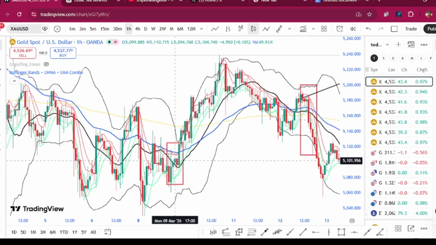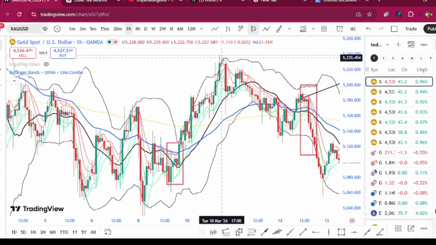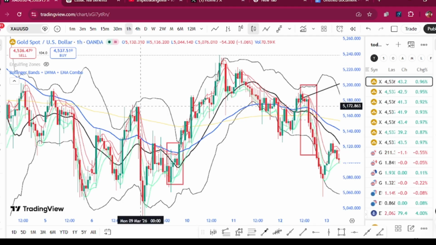Price went up once it came back and retested the entry. So this would have been your entry. Once the price comes back and retests here, that will be your entry to continue buying to probably this place or to probably this point.